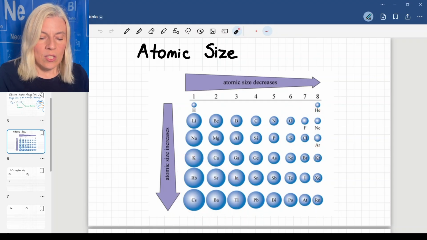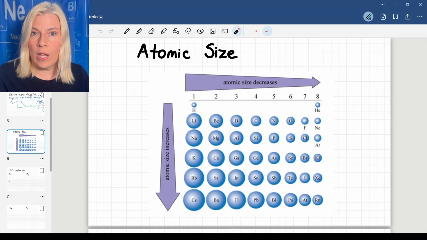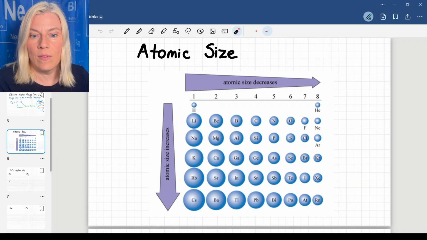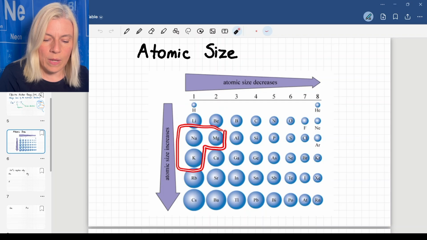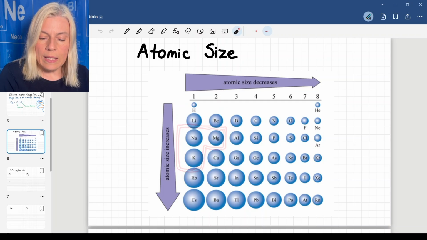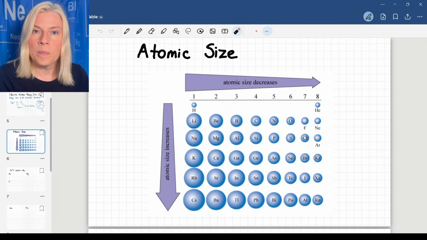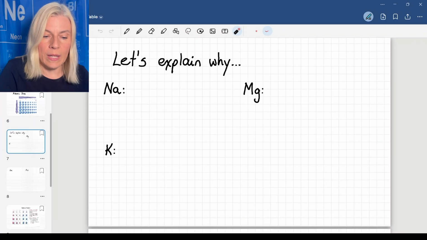All right, so how do we explain why? And I'm going to pick 3 atoms to show. Any trend has to be explained left to right and up and down. So I'm going to pick these 3 elements: sodium, magnesium, and potassium. This way I can explain the left to right trend and the up and down trend. All right, you ready? Let's go. So let's explain why. We have sodium, magnesium.